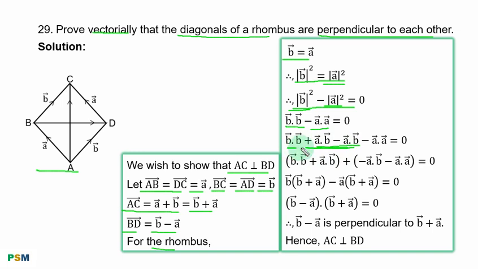Next thing, we group the first two terms as one plus the last two terms. You factor out the common term respectively. From here, the sum of the two vectors is here. Then you have vector B minus vector A is here. The difference is perpendicular to the sum of the two vectors. It is so because their dot product is equal to 0. Remember, we said that two vectors are perpendicular if their dot product is equal to 0. We have achieved that. Hence, AC is perpendicular to BD.